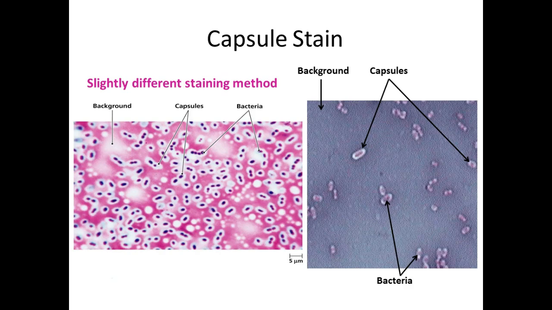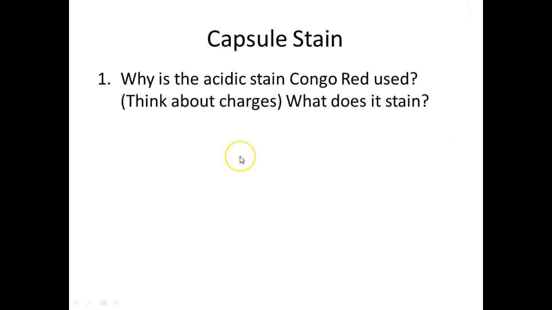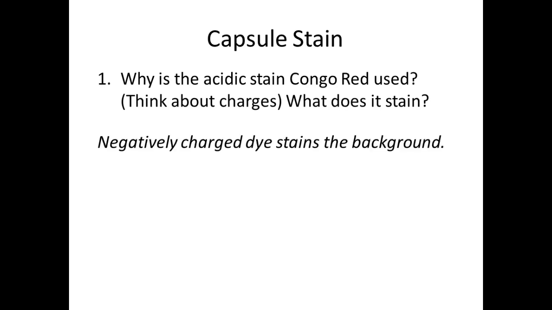Rod-shaped, or bacillus, right? So why are we using the Congo red? Well, it's an acidic dye. What charge does it have? Negative. So what does it stain? The background, right?